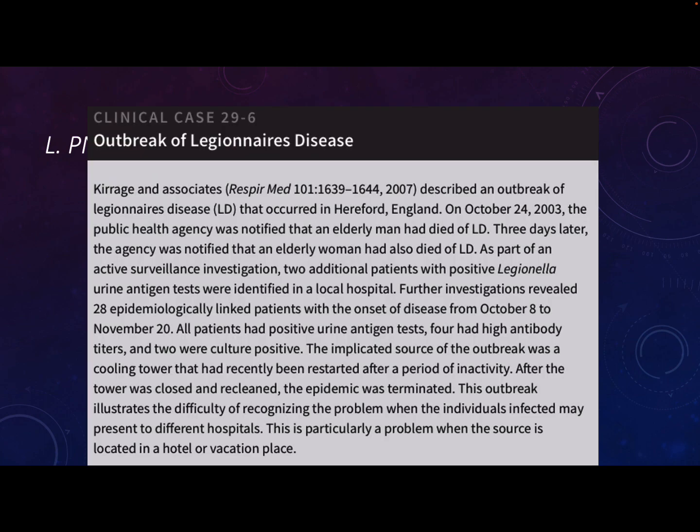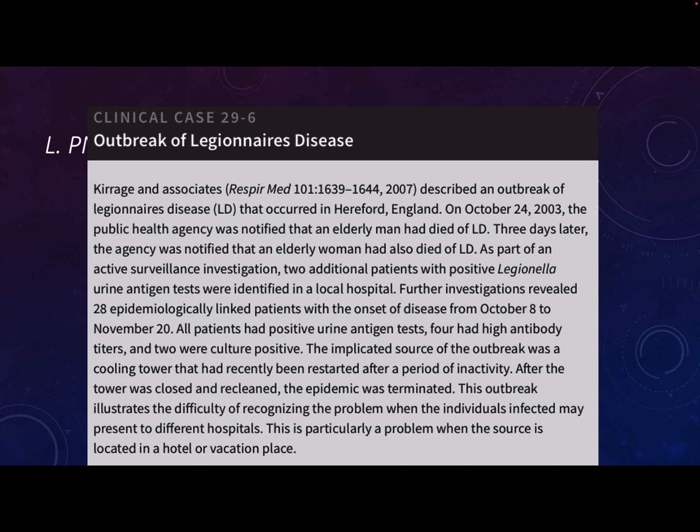So this is an outbreak of Legionnaire's disease in England. In 2003, an elderly man, he wasn't part of the American Legion because he was in England, but still, an old guy, died of Legionnaire's disease. 3 days later, an elderly woman died of it. As part of a surveillance, they found at least 2 additional patients. Further investigation revealed 28 linked patients with onset of disease between October and November. Positive urine antigen tests. 4 had high antibody titers.